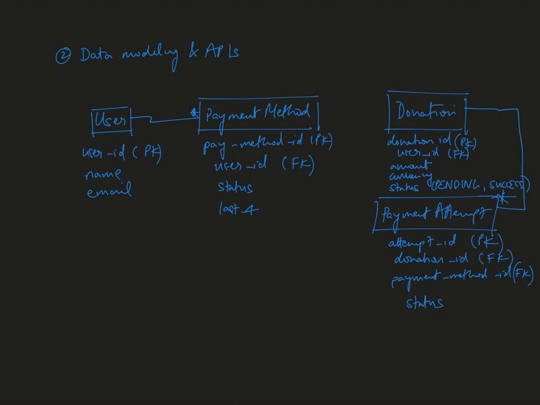All right. The other thing worth calling out is that the payment attempt is associated with a payment method ID. So in terms of the relationship between the payment attempt and the payment method, a single payment method can be associated with many payment attempts. However, one payment attempt actually belongs to exactly one payment method.